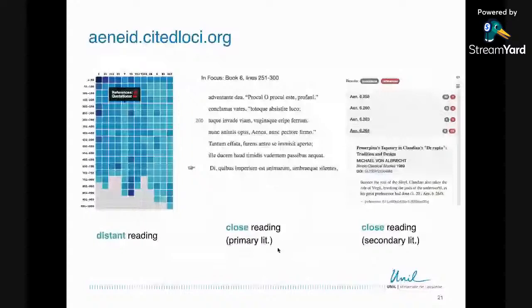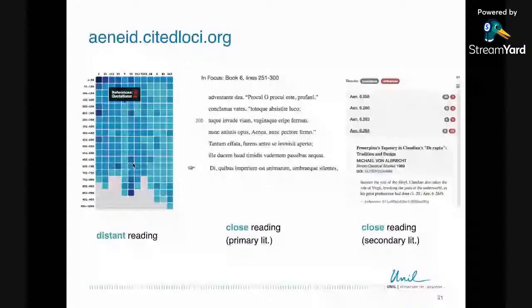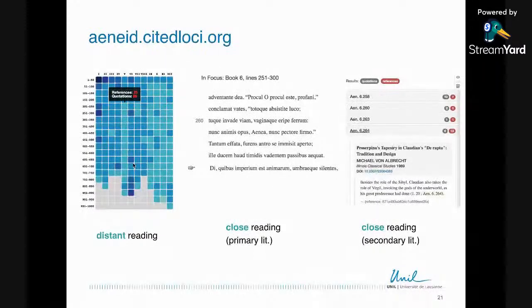And the density is per chunk of text. So I chunked each book of the N8 into chunks of 50 lines, and then for each chunk, this density is computed. This leads you to the color, where the darker the cell, the higher the density of references and quotations.